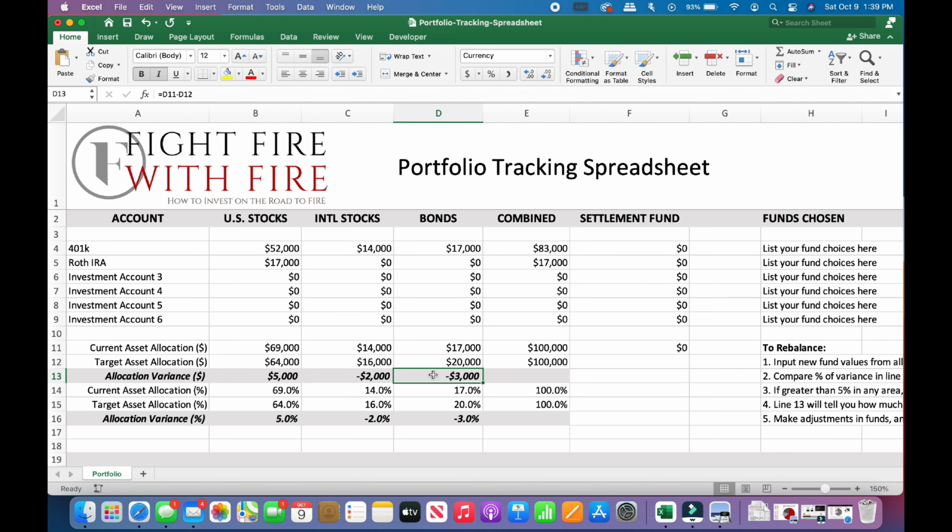And the amounts that we need to buy are listed here. You need to put $2,000 back into international stocks and $3,000 back into bonds. And once you do that, that'll bring you back in line with your target asset allocation here. Those numbers will line up exactly as it looked when we first started the example here. Along with that, on the bottom, your allocation variance in percentages will now drop to 0. You'll be perfectly balanced, perfectly aligned with what your target asset allocation set out to be. So that's how you use the spreadsheet to look in.